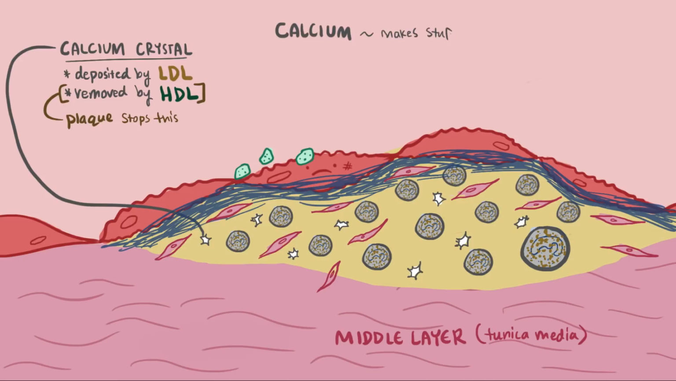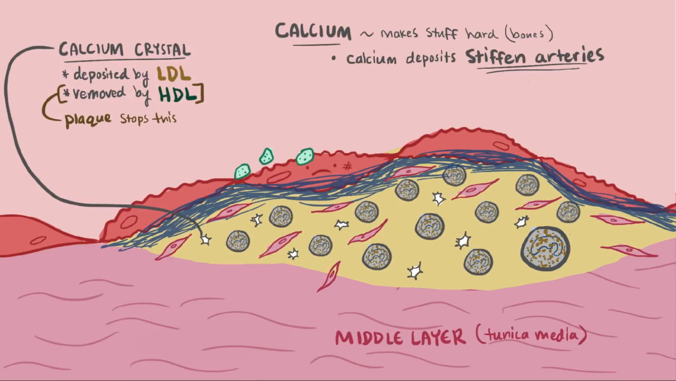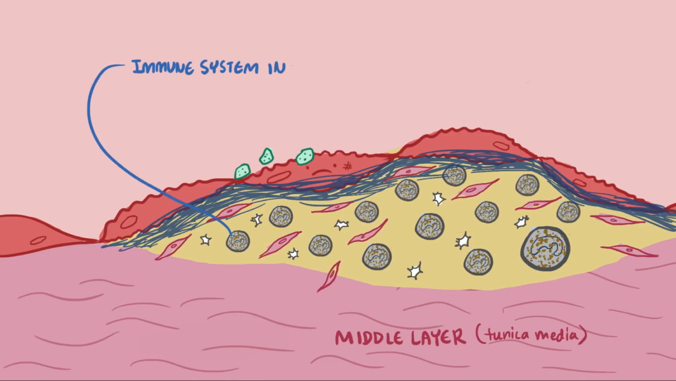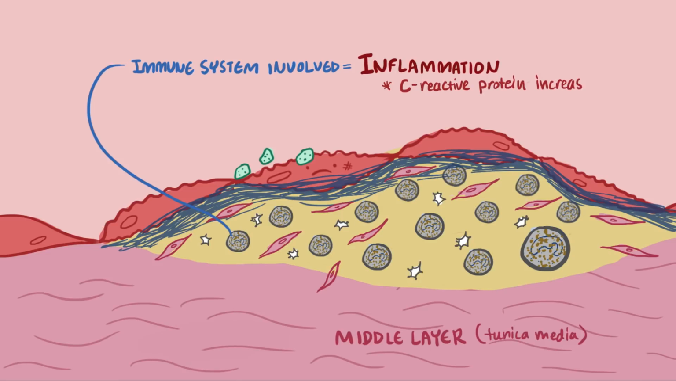Now remember, calcium makes stuff hard, which is why your bones are full of calcium, right? So this deposit of calcium into the plaque is what stiffens the walls of the arteries. Now remember the word that describes the immune system getting involved with something is called inflammation. So atherosclerosis is an inflammatory disease. Now, as an aside, the protein called C-reactive protein increases in the blood during an infection or when inflammation is occurring somewhere in the body. While an elevated C-reactive protein isn't specific enough to diagnose atherosclerosis, it can act as like a red flag that atherosclerosis might be occurring, especially if someone has atherosclerosis symptoms or other risk factors.